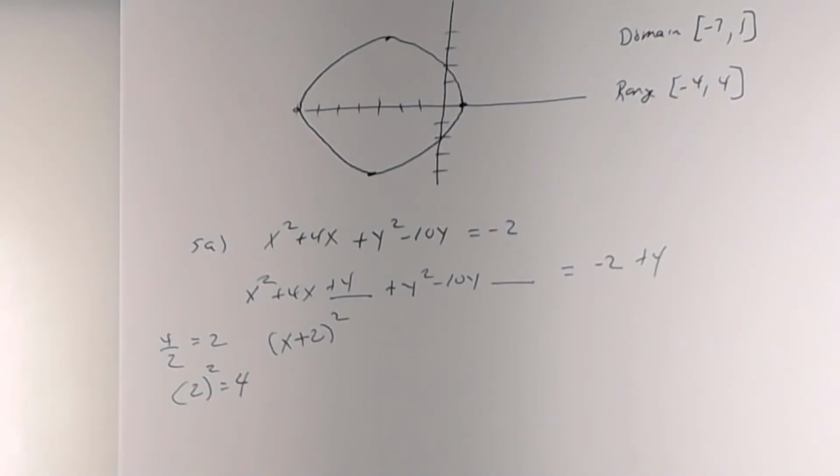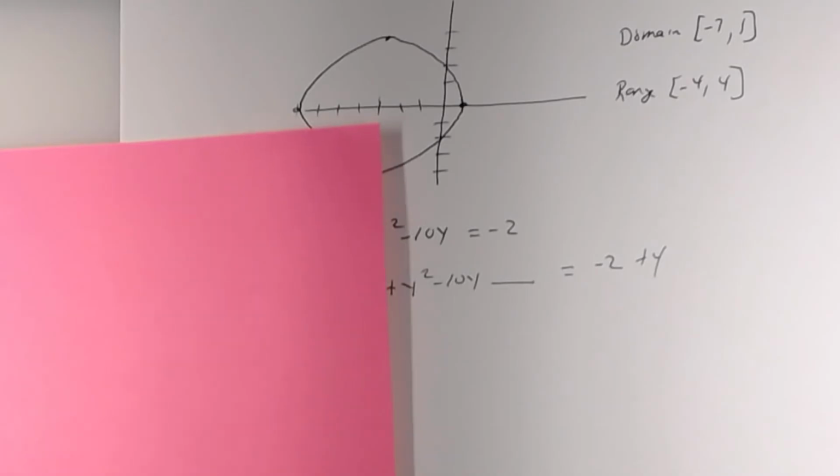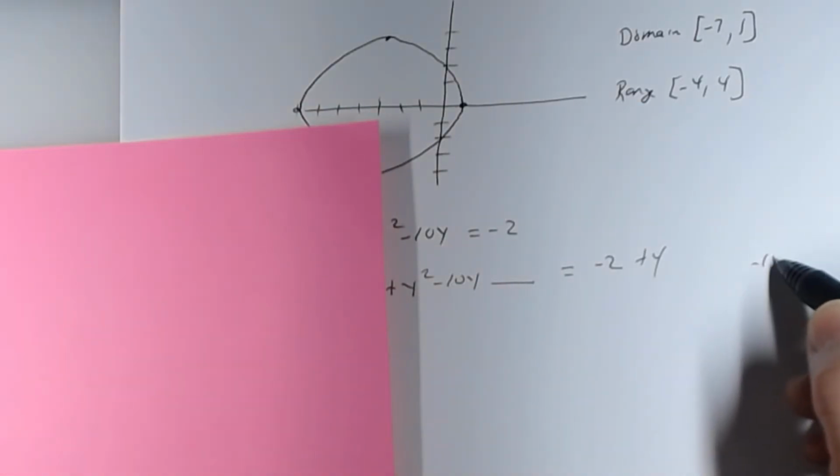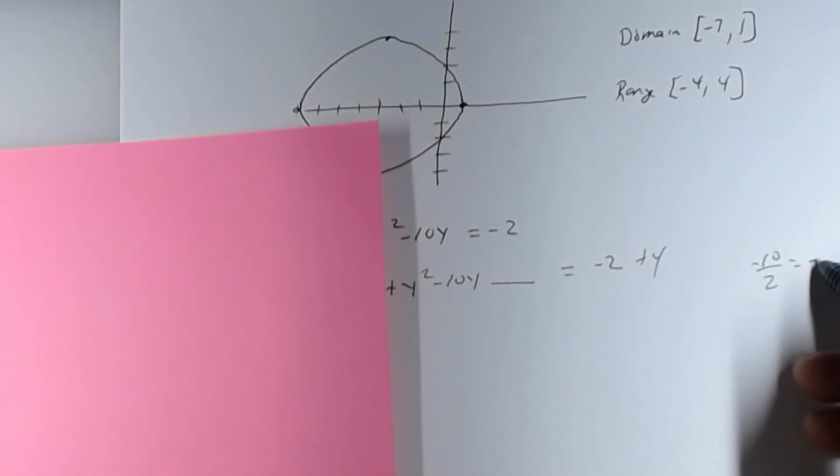The y's now. Let's complete the square in the y's. So I'm going to cover this part up, and let's talk about the y's. I take the coefficient of y. What's the coefficient of y? Negative 10. I'm going to put that on this side. Divide by 2. What do I get?